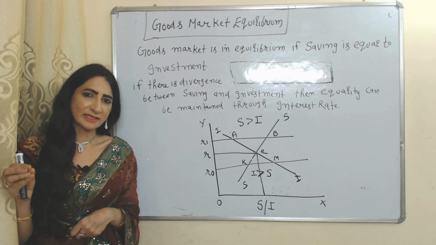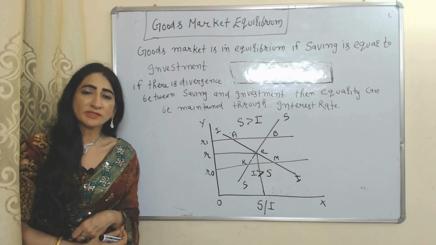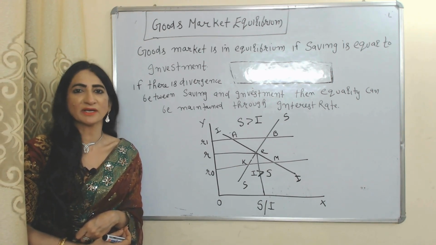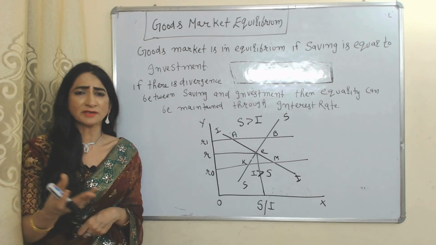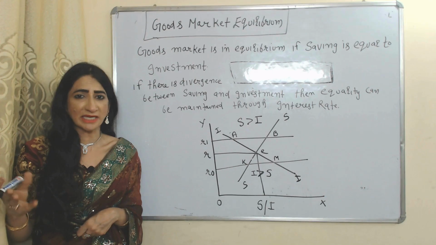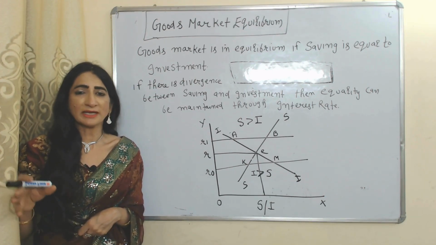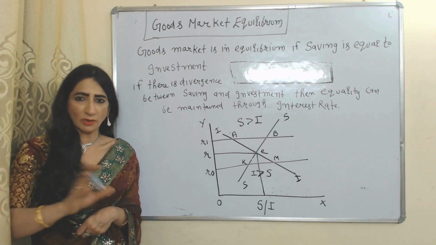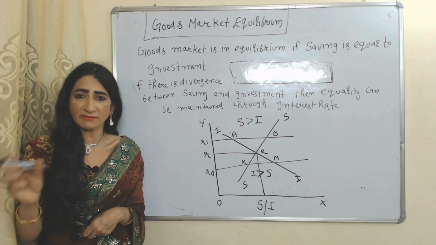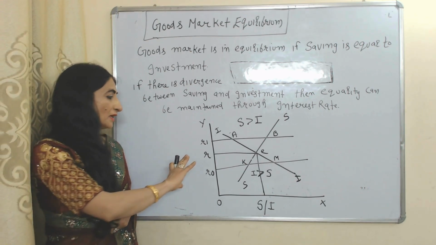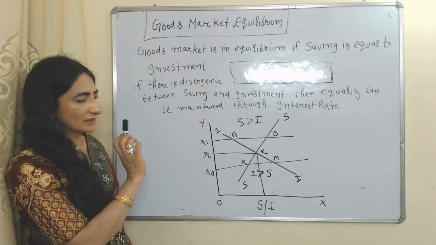Goods market is in equilibrium when saving is equal to investment. If there is divergence between saving and investment, then through the interest rate we can maintain equality. Or we can say that if saving is not equal to investment, then by adjusting the interest rate we can make saving equal to investment. But how?